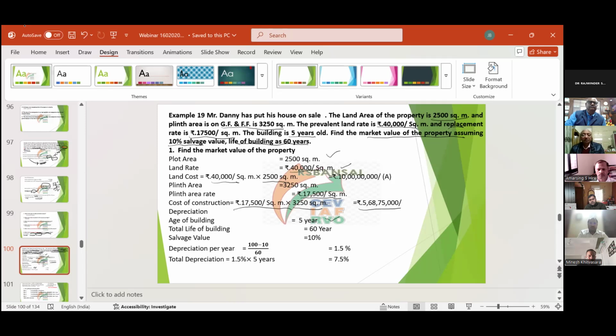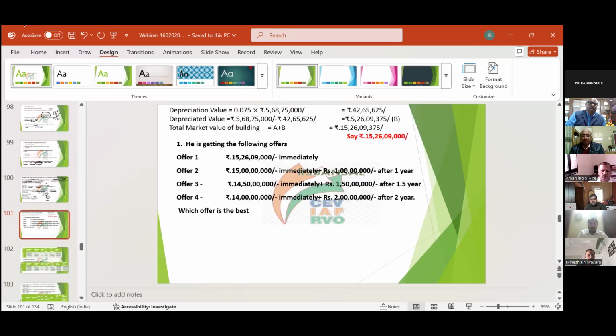Age of the building is 5 years. Life of the building is 60 years. Salvage value is 10%. You calculate depreciation every year is 1.5%. So total depreciation for 5 years will be 7.5%. So depreciation value will be 7.5% of 5 crore 68 lakh 75,000, which is 42 lakh 65,625. So depreciated value will be 5 crore 68 lakh 75,000 minus 42 lakh 65,625. So it will be 5 crore 26 lakh 9,375.